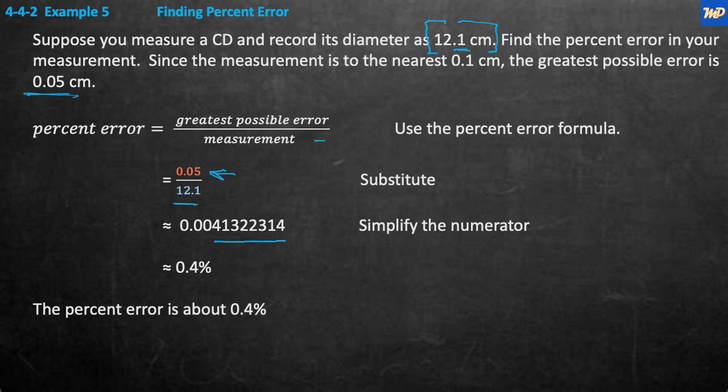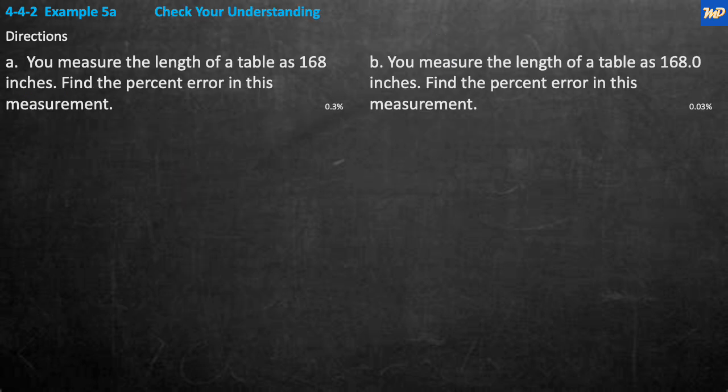Okay? And when you convert that into a percentage, because they want to know the percent error, you have to multiply this 0.004 number by 100. And when you do that, you get 0.4%. The percent error is about 0.4%. Okay, example 5, check your understanding.